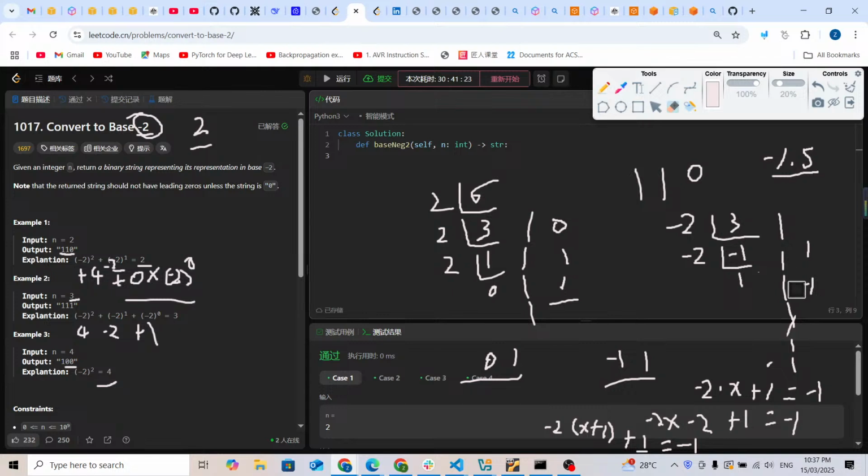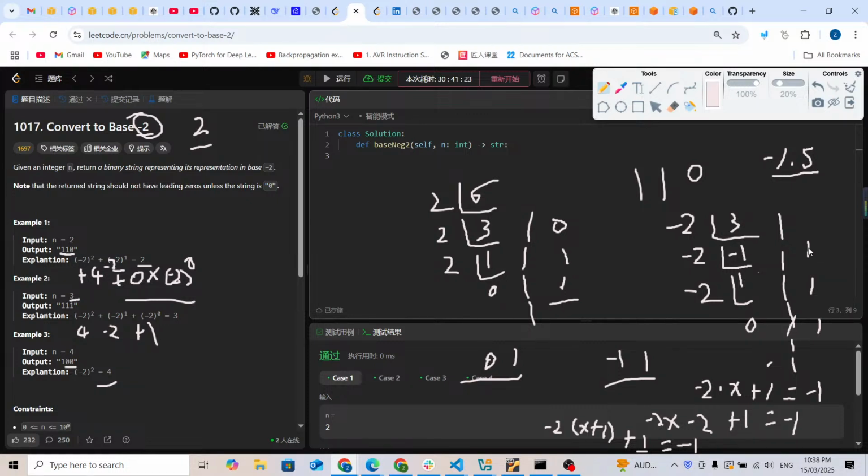Now let me clean up a little bit here. Now let's continue the calculation. Now the positive 1 divided by -2. As it is too small, the final result from here is going to be 0, and the remainder is going to be just this value 1, because 0 times -2 is 0, plus 1 here, it's going to become 1.